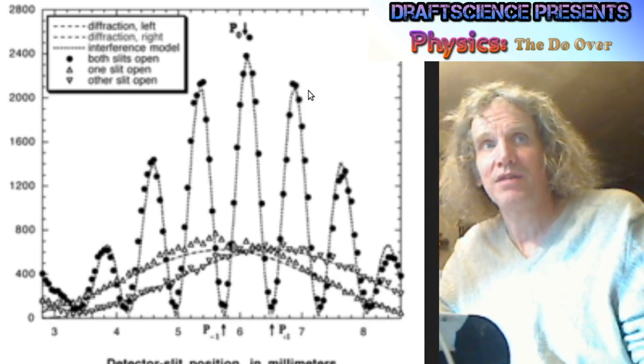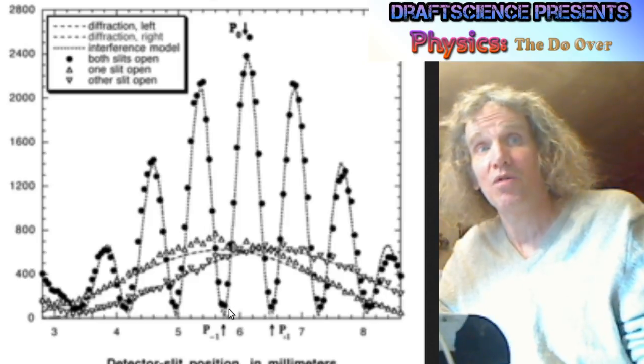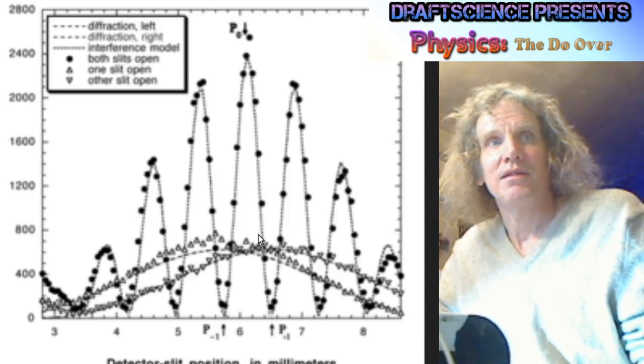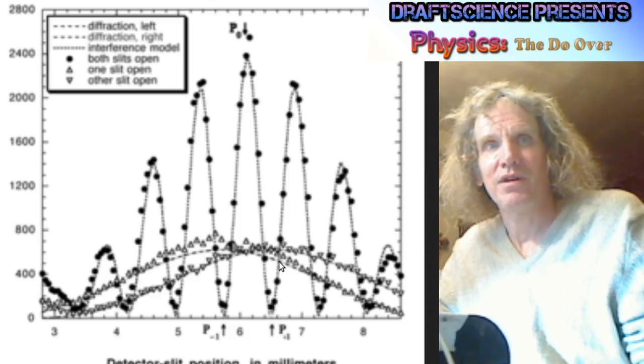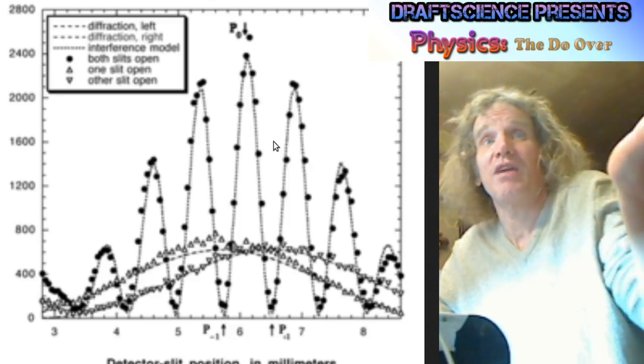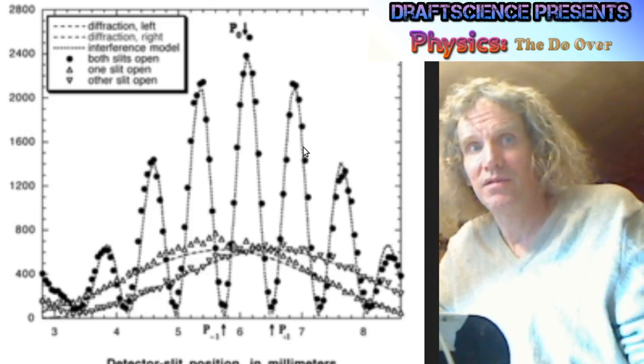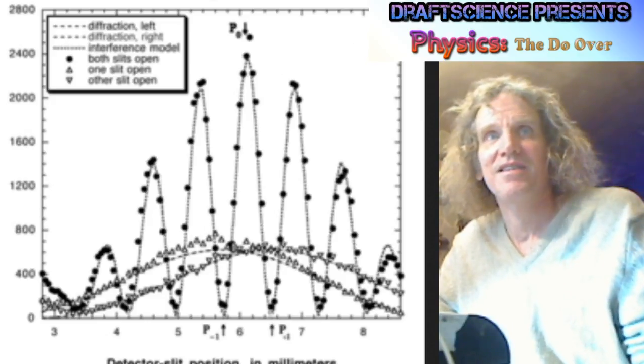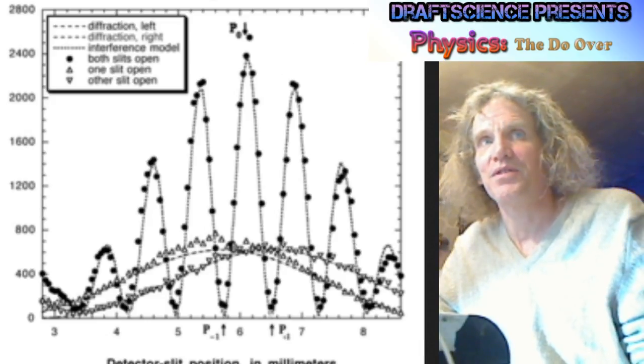So the round dots are supposed to be both slits open. Why is there a bunch of dots here at the bottom? I don't understand that. Why is there a whole bunch of dots where it's supposed to be no light? And these little arrows here, this is one slit open. How do you read this? I'm sorry, this is an unreadable chart. Okay, forget it. Not useful.